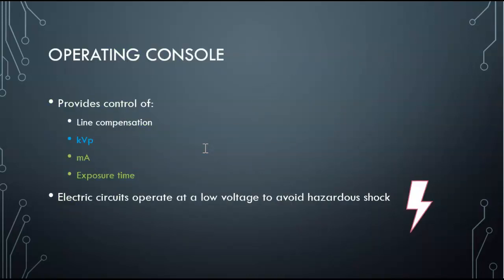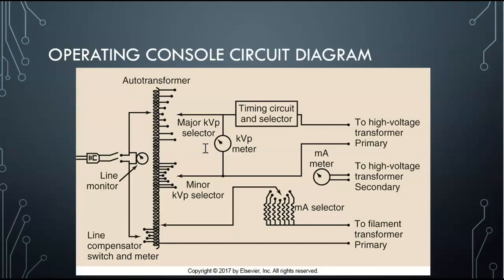The operating console provides control of line compensation, KVP, MA, and time. Electric circuits operate at low voltage to avoid hazardous shock, so you don't get shocked. So the console is on the low voltage side of the circuit. Here is an operating console circuit diagram. You should recognize this. It's not the whole thing; as you can see, our rectifiers aren't on here.